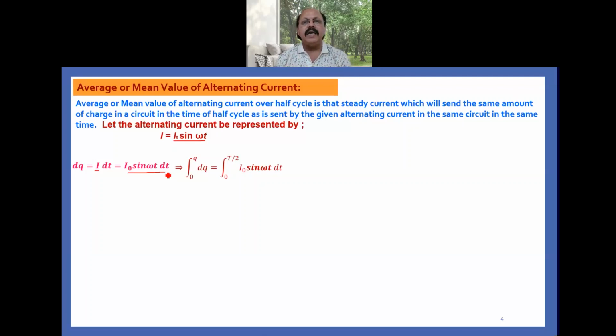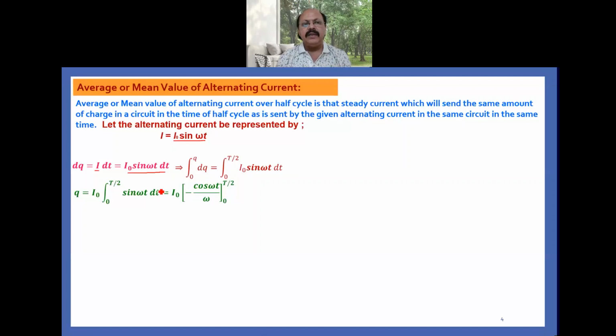So total charge sent by alternating current over the half cycle, we have to integrate it. So integral 0 to q limits dq equal to 0 to T by 2 limits I naught sin omega t dt. Then here I naught is constant, so you take it outside, and integration of dq is q. So q equal to I naught and integration 0 to T by 2 sin omega t dt.